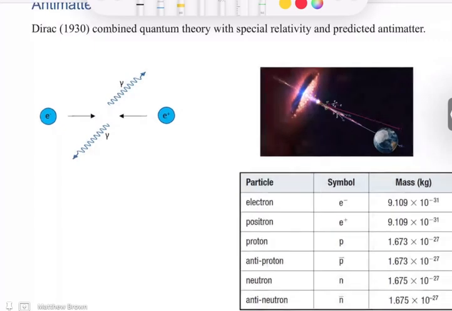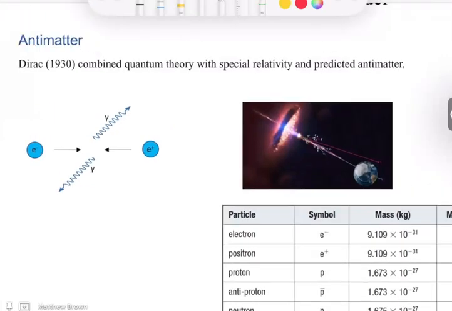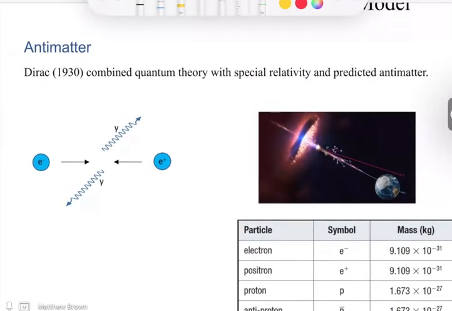So now we're going to take that and give you a whole zoo of particles. And the first thing we look at is antimatter, right? And this was from Dirac in 1930, he was trying to combine quantum theory. One of the current real challenges we still have is trying to combine quantum theory with general relativity, right? It's just, we don't know how to do it.